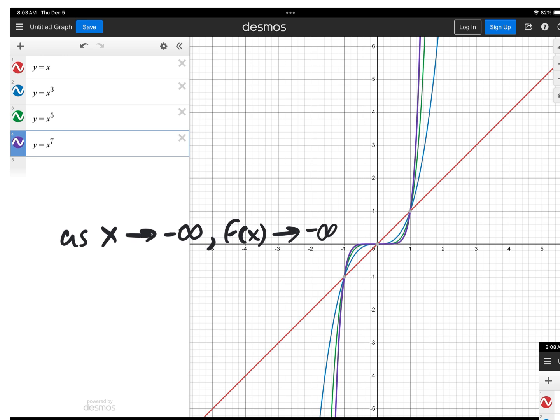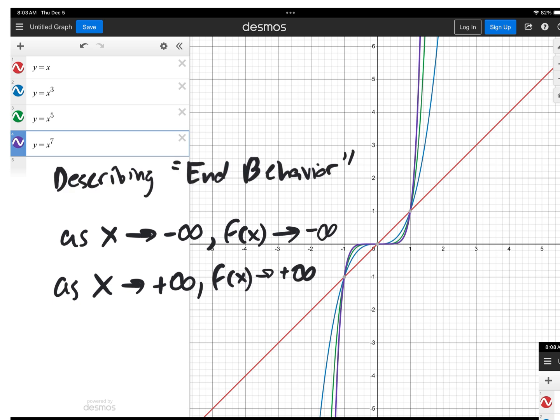What if I were to write this down as x approaches positive infinity? What do my y's do? Approach positive infinity. And ladies and gentlemen, this is a lesson in itself, describing end behavior.